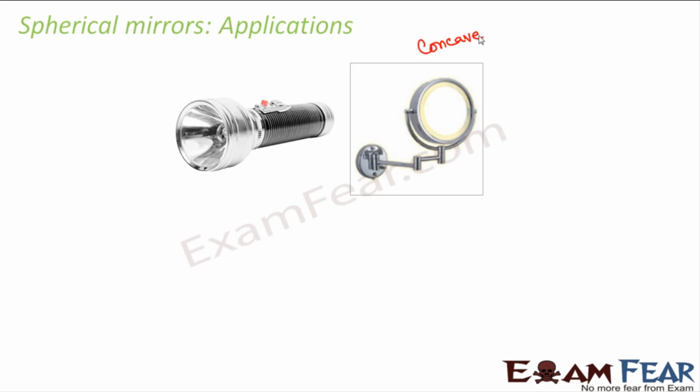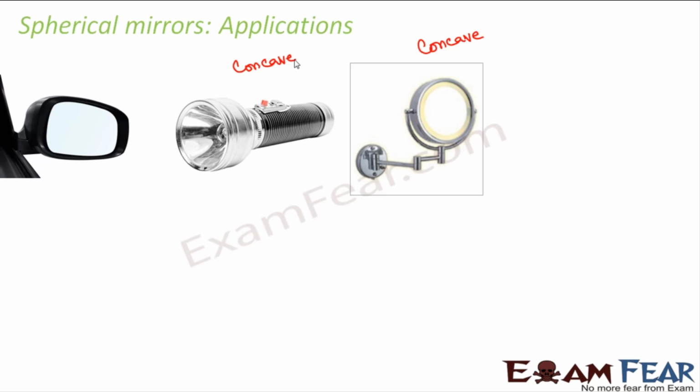Next is in torches. You will see torch headlights. What kind of mirrors do you have? What is the purpose of the torch headlights? To focus light on a small area. So that means whenever you want to focus light on something, you want all the light rays which fall on the mirror to converge at a point. They should all focus at a point. So for that you will use a converging mirror, right? So which is a converging mirror? The concave mirror. So a concave mirror is used in torch headlights.